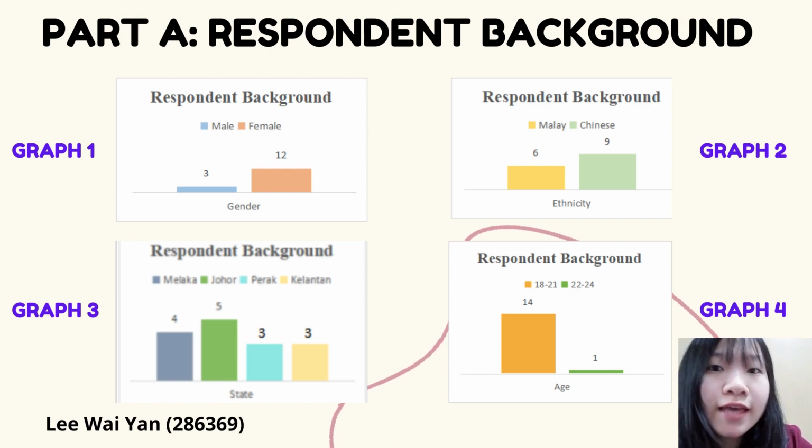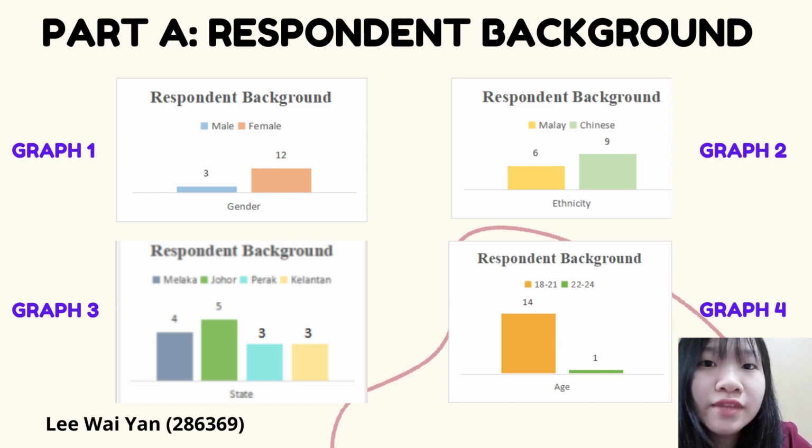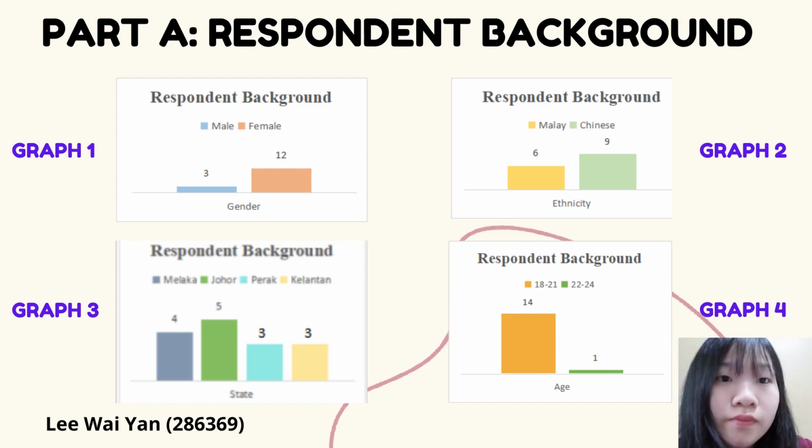Next, it can be seen from graph 2 that most respondents are Chinese, with 9 people in total. That is 60% of the 15 people. The remaining 6 people are Malay. That is 40% of the 15 people.